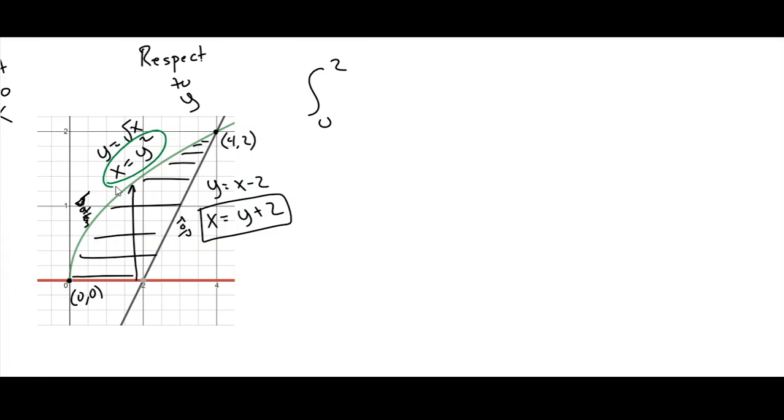And if we do it this way, it's still an integral problem. We're still looking for the area underneath the curve, underneath being this way now. The top function now is y plus 2, whereas the bottom function, which we'll be subtracting, is going to be y squared. Okay? And that's it. That's how we would set up this integral.